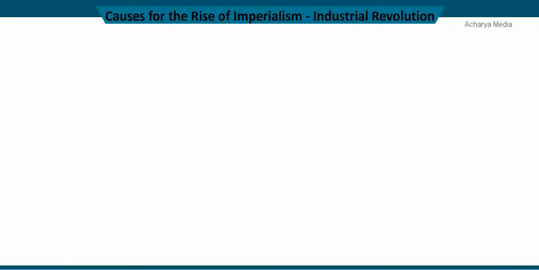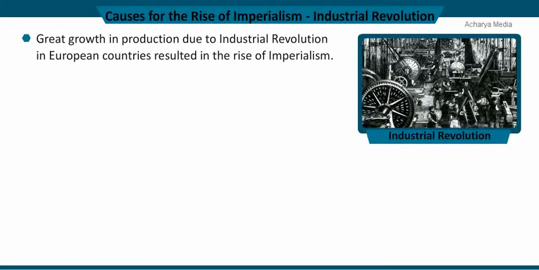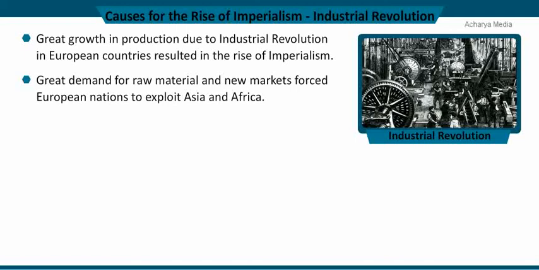Industrial Revolution. Great growth in production due to the Industrial Revolution in European countries resulted in the rise of imperialism. Great demand for raw materials and new markets forced European nations to exploit Asia and Africa. As Europe followed a protective trade policy, they could not find a market in Europe. Due to capitalism, the purchasing power of the people was also less.